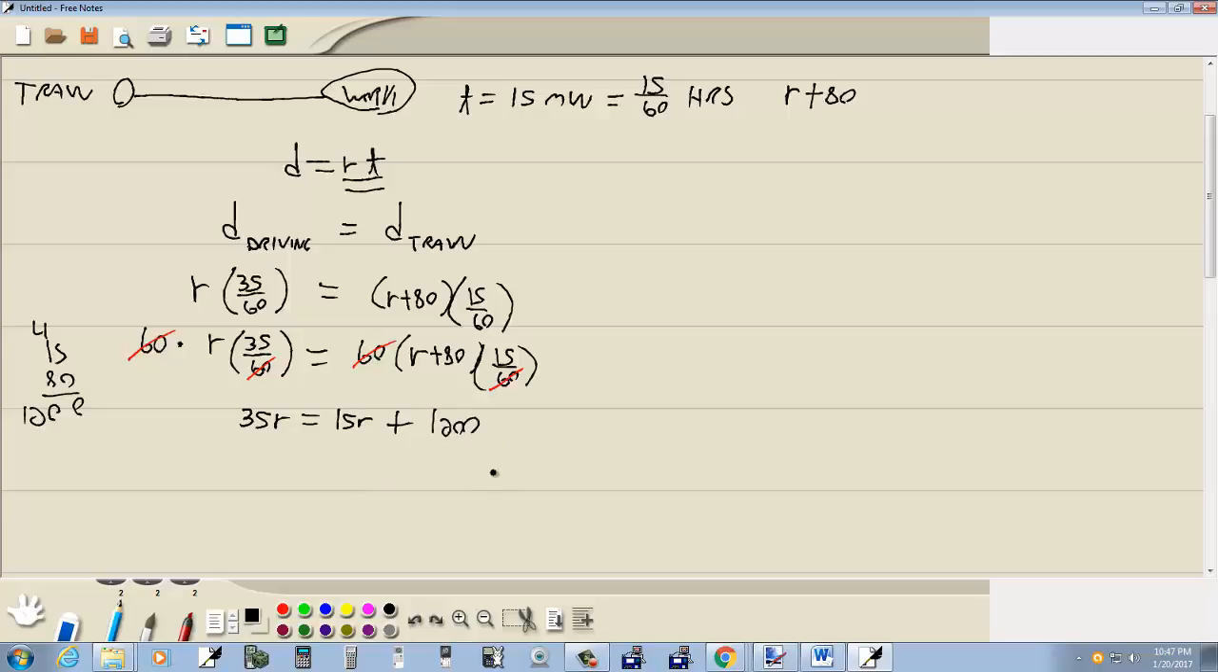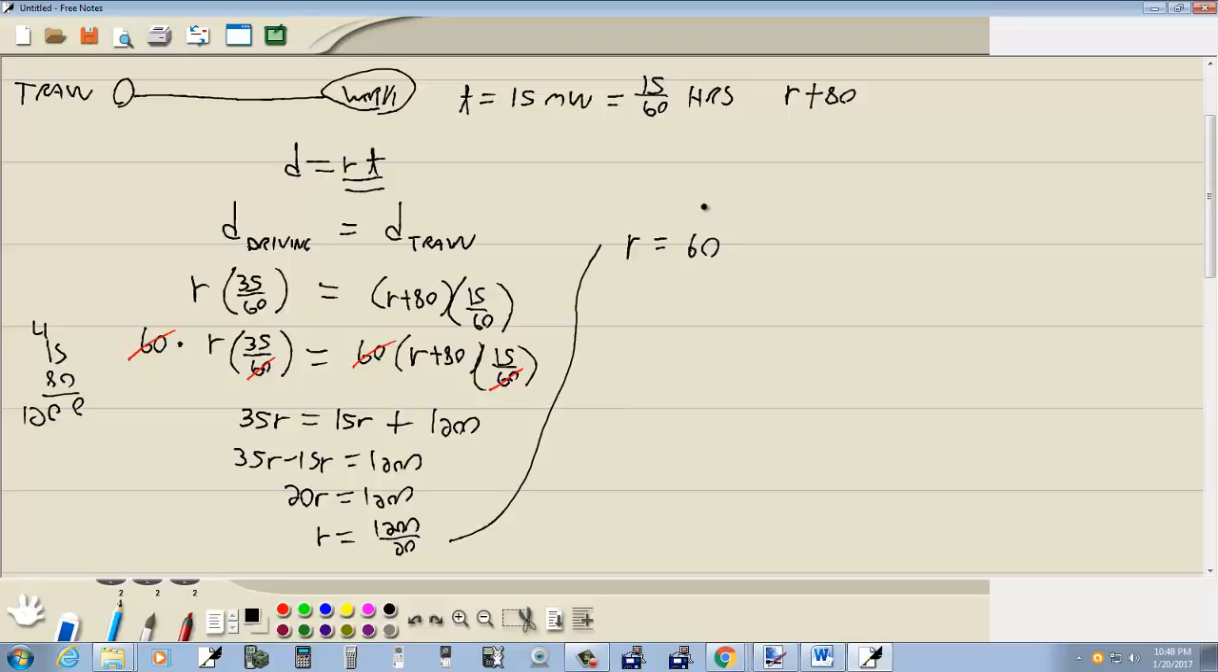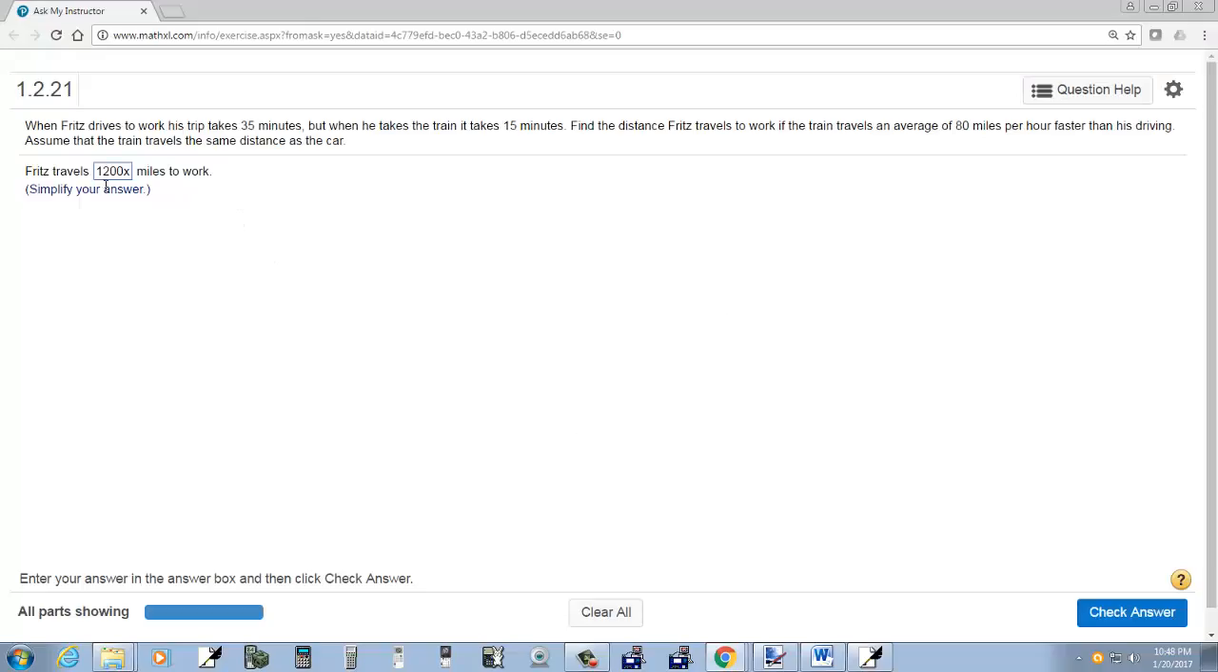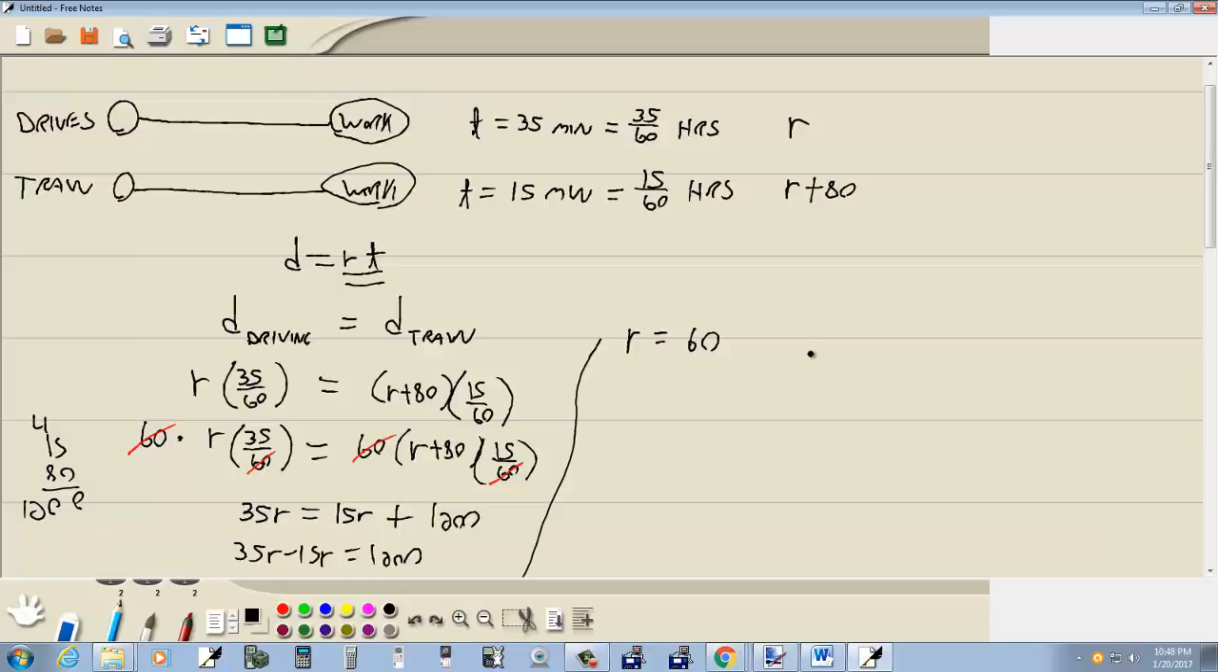So that's 1200. Take 15R over here, so we got 35R minus 15R is equal to 1200. That gives us 20R is equal to 1200. Divide both sides by 20. And that gives us R is equal to, zeros cancel, 120 divided by 2 is 60. Now that's not what they're asking for. They're actually asking for the miles he travels to work, so they're wanting to know the distance.